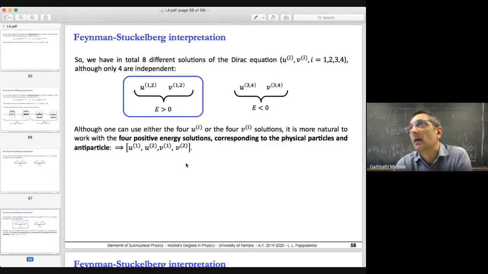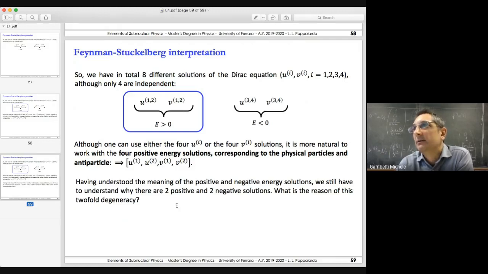And although one can make any choice of those, clearly it is more natural to work with the 4 positive energy solutions, corresponding to physical particles and antiparticles. So from now on, we will not consider anymore these 2 sets of negative energy solutions. We will only work with positive energy solutions, that means physical solutions, 2 of which are for particles, 2 of which are for antiparticles. Okay, so U1, U2, V1, V2. And this is what we'll be using when we calculate a cross-section through the Feynman diagrams that we will see in the next lessons. Okay.